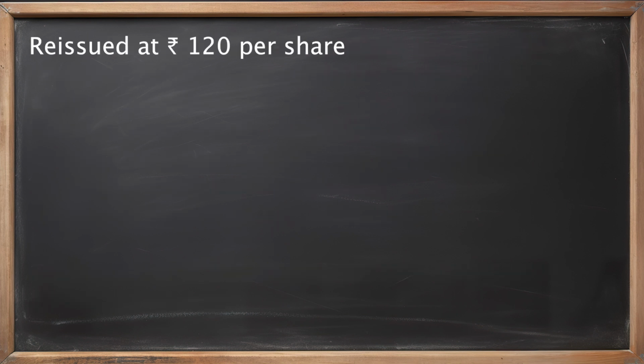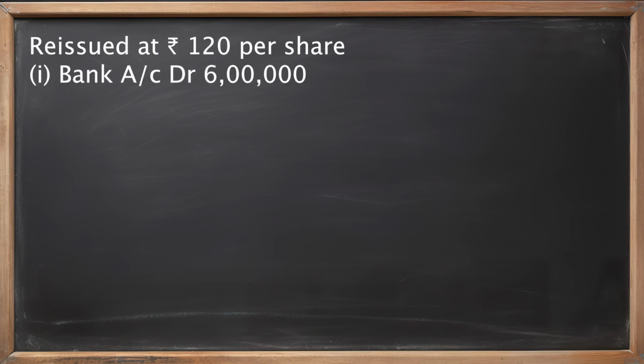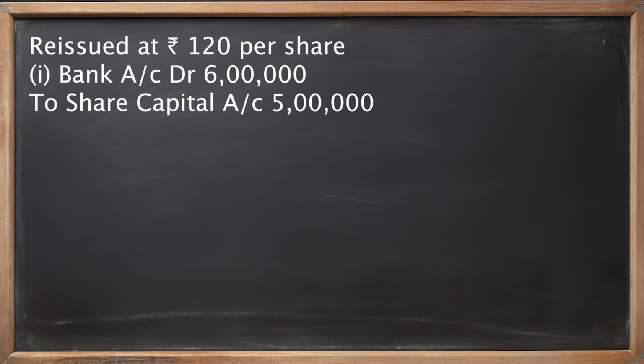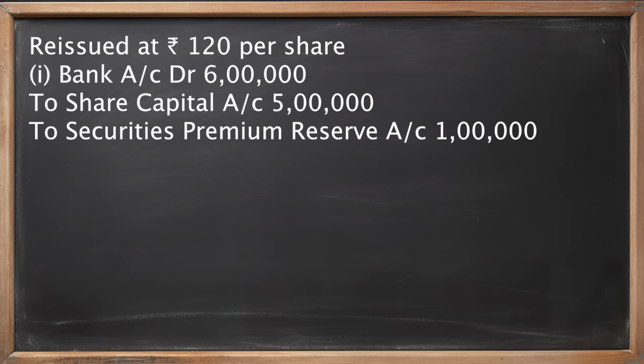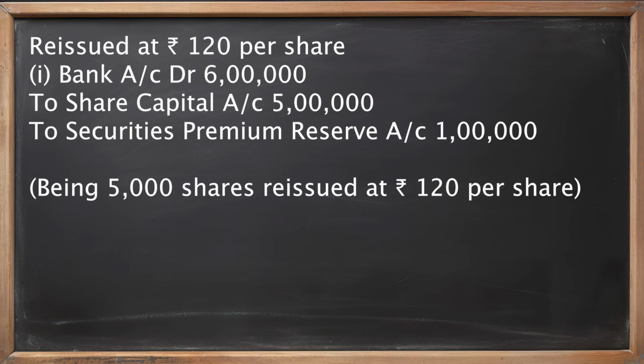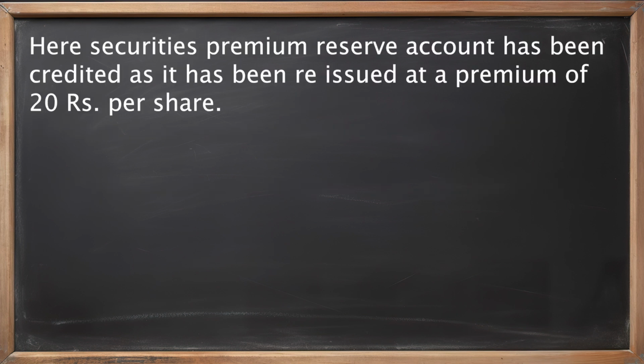The next entry of reissue at rupees 120 per share would be bank account debited rupees 6 lakh, that is 5,000 shares at the rate rupees 120. To share capital account rupees 5 lakh, that is face value of 5,000 shares at the rate rupees 100. To securities premium reserve account rupees 1 lakh, that is the 5,000 shares issued at rupees 20 premium. The narration is being 5,000 shares reissued to Manav at rupees 120 per share. Here, securities premium reserve account has been credited as it has been reissued at a premium of rupees 20 per share.